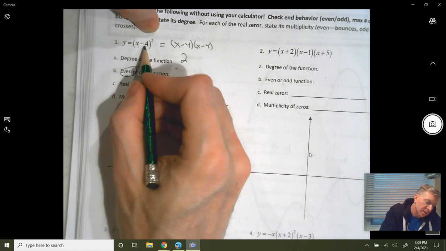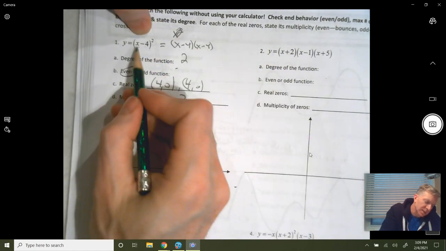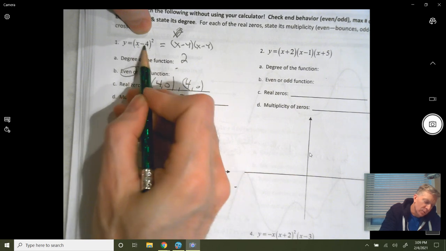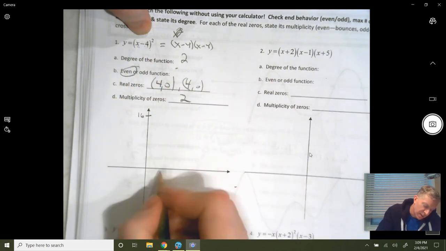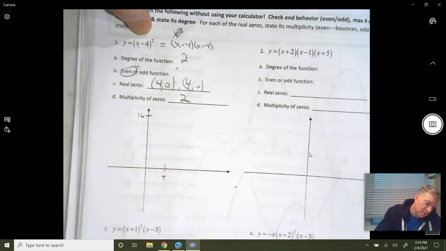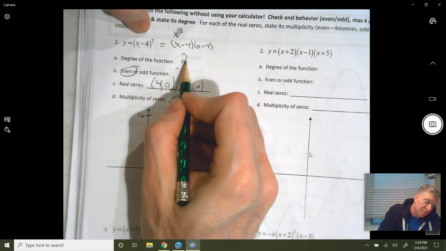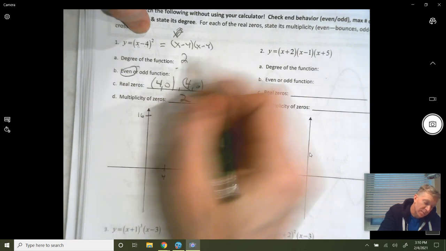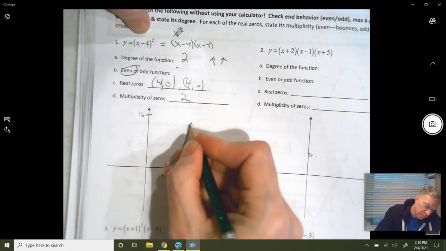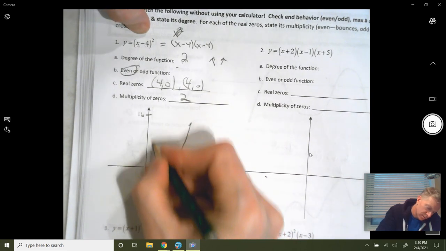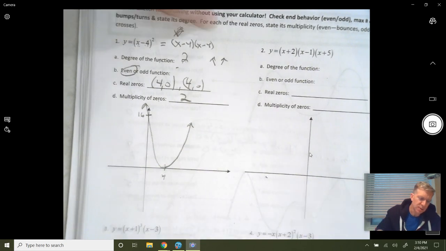You know there's going to be a bounce at 4 comma 0. Let's just find the y-intercept by plugging in 0 for x. Negative 4 squared is going to be 16. And then at 4, there's a bounce. We know that the degree is 2, the lead coefficient is positive, so we know that the end behavior is up and up. Let's look at the next one.